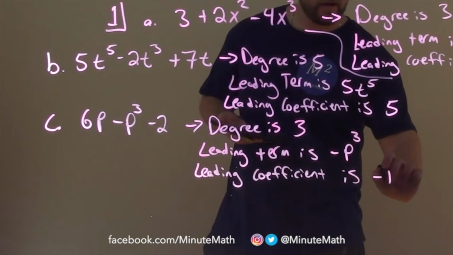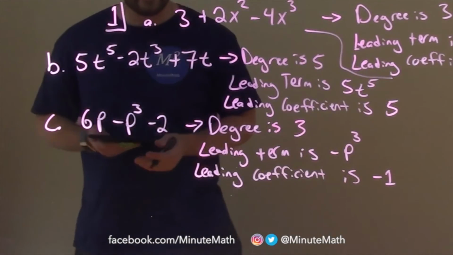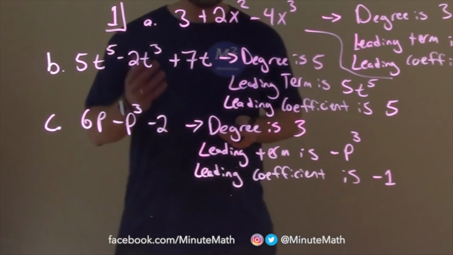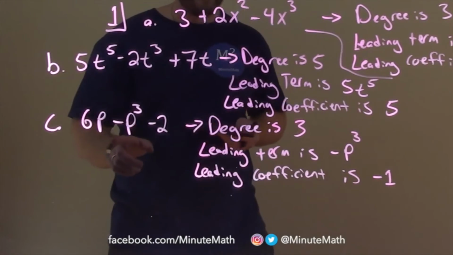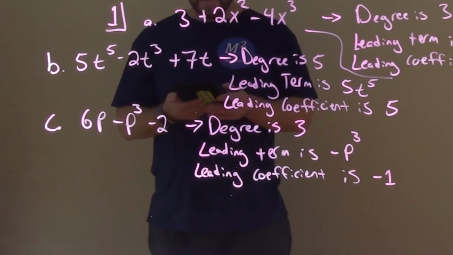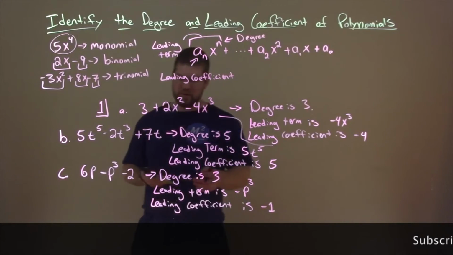Now this is tricky, right? When we write p to the 3rd power, or the minus there, we don't write that 1, but it's known that there's a 1 there. So it's a minus 1 as our leading coefficient, excuse me.